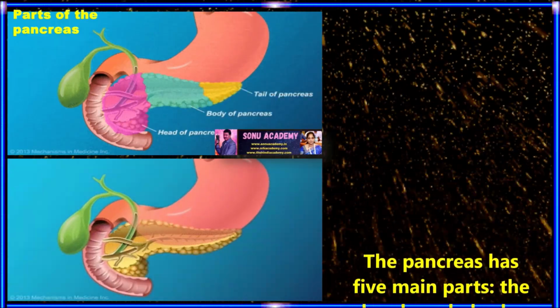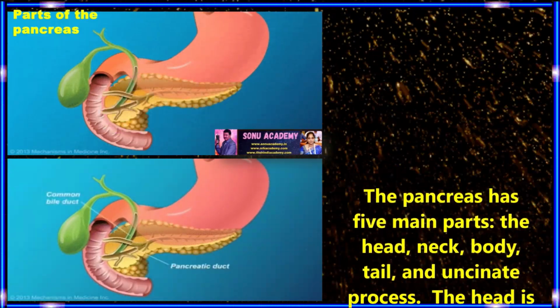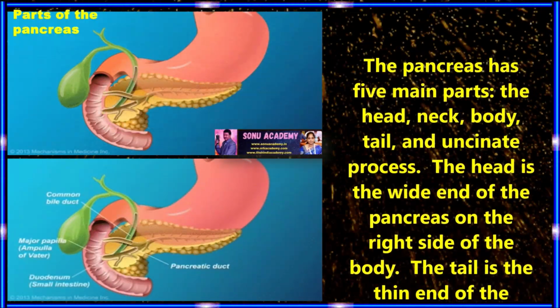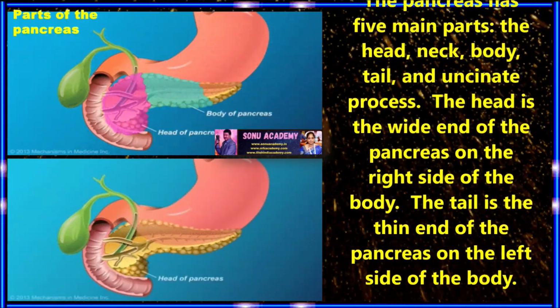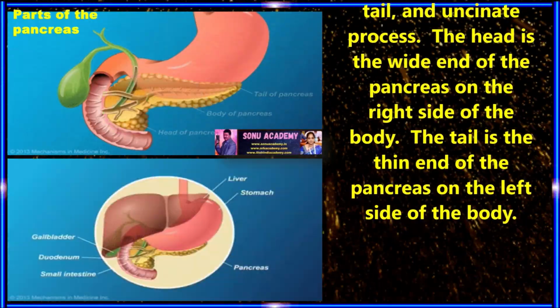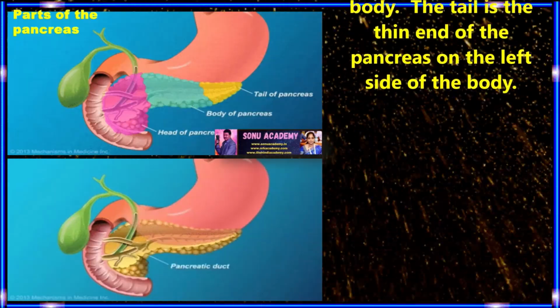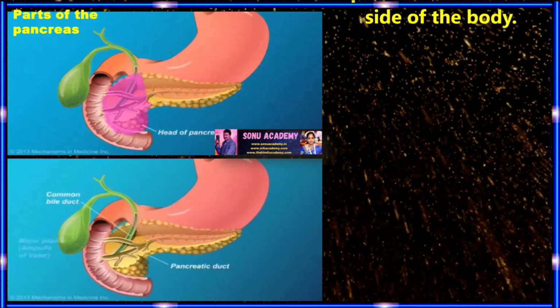Children, let us discuss the parts of the pancreas. The pancreas has 5 main parts: the head, neck, body, tail, and uncinate process. The head is the wide end of the pancreas on the right side of the body. The tail is the thin end of the pancreas on the left side of the body.